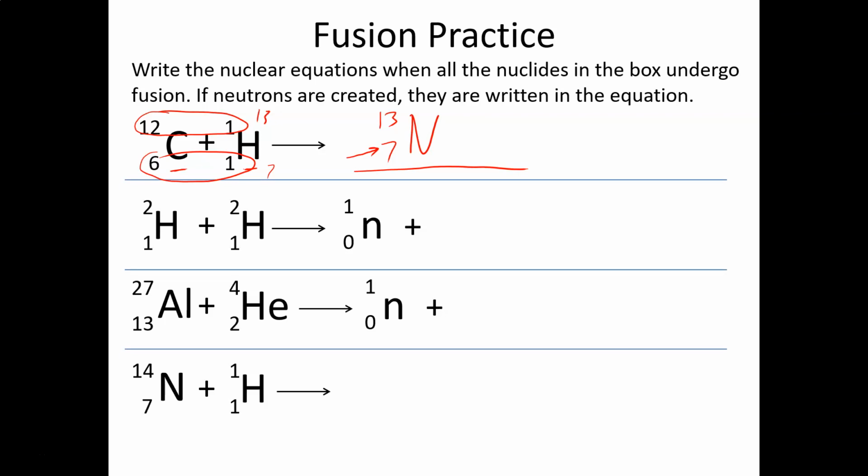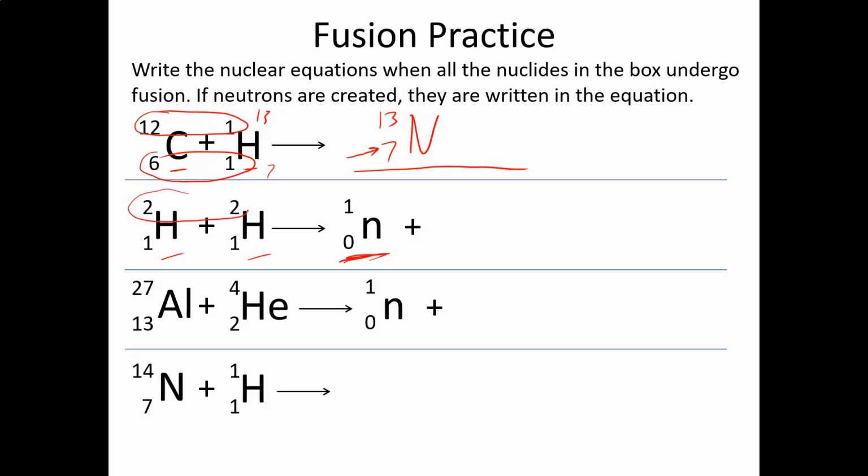All right, let's do one more of these. It's a little bit more complicated because we actually have something over here besides one product. So same thing though, we have two hydrogen atoms, they're going to join together, but in this case one of the products is a neutron. We have to take that into account. So let's look at our mass number.